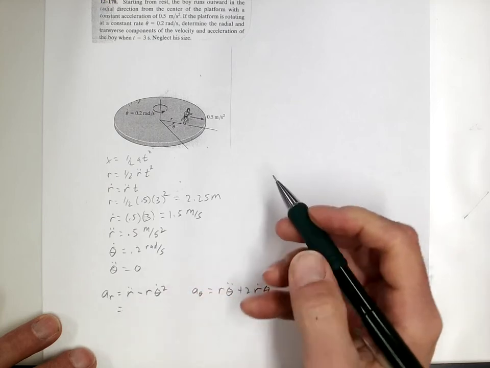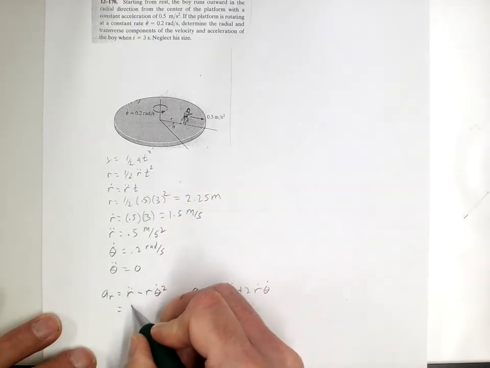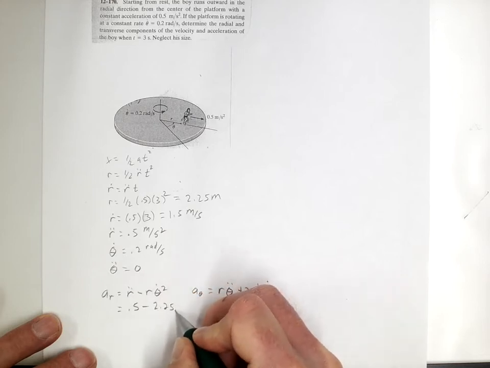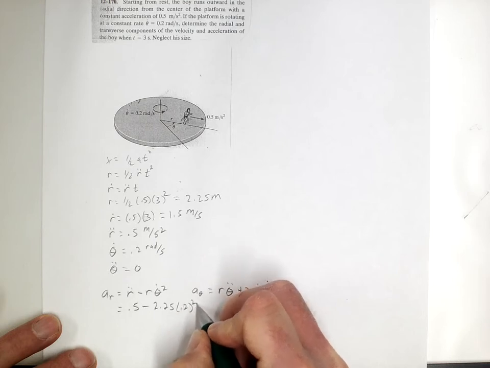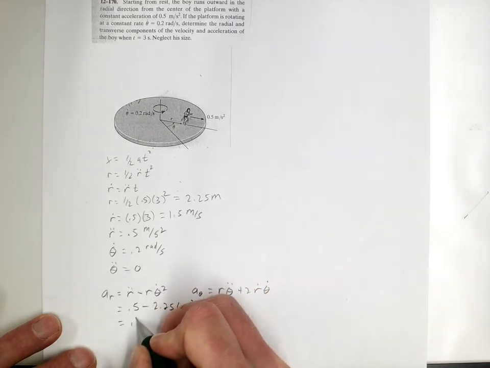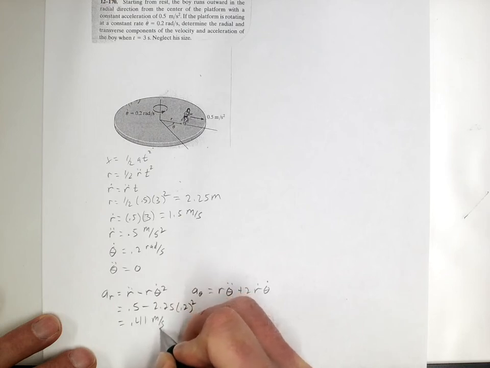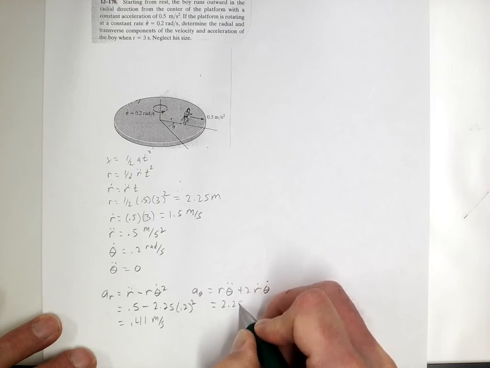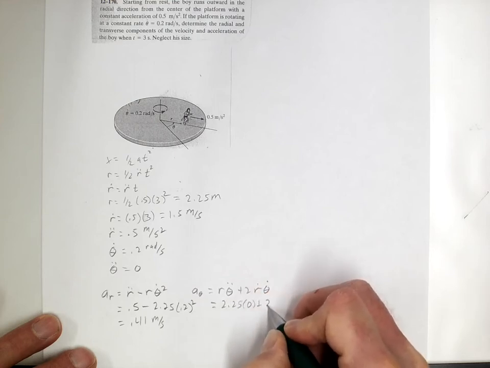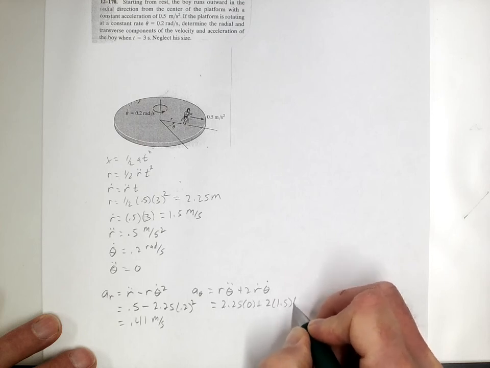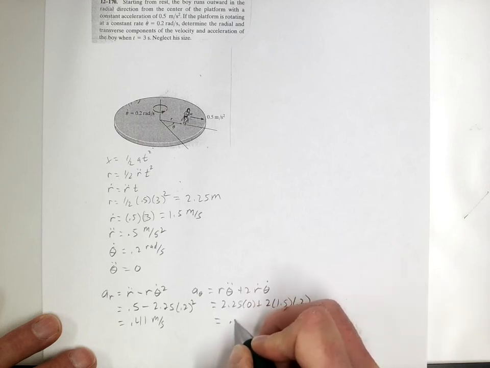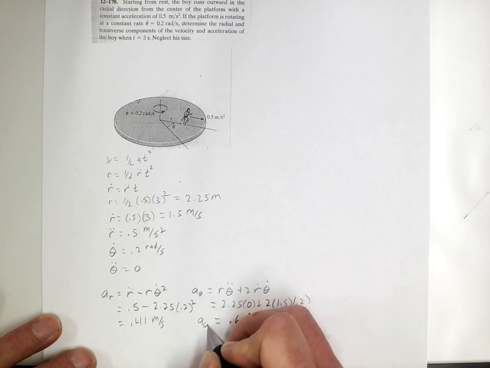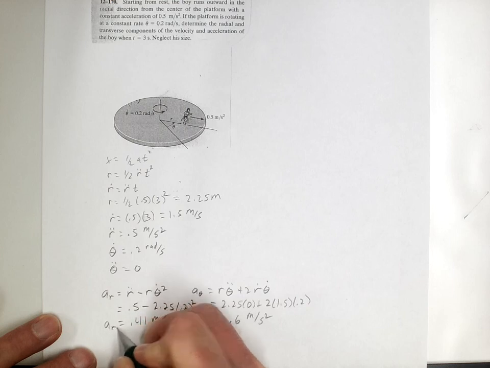So just plugging in the values, we have 0.5 minus 2.25 times 0.2 squared, and that equals 0.41 meters per second squared. And the tangential one is equal to 2.25 times 0 plus 2 times 1.5 times 0.2, which is equal to 0.6 meters per second squared. And that is the transverse acceleration and the radial acceleration.